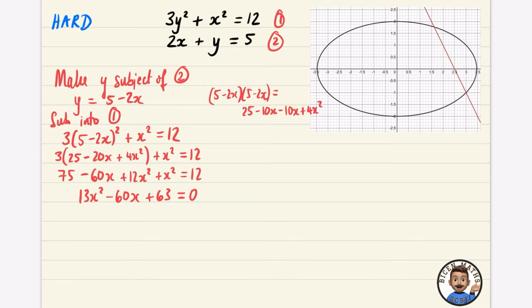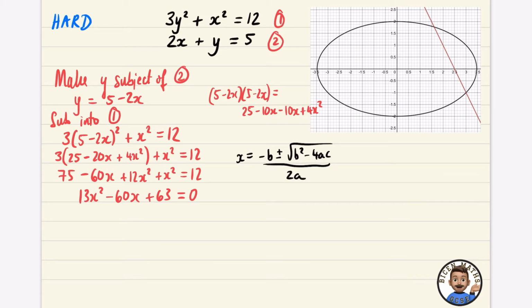Now we've got to this stage here, it's probably going to be one that we want to use the quadratic formula on for this, okay? So if you haven't learned the quadratic formula, I'm just going to jot it down here. So the x solution is going to be equal to minus b plus or minus the square root of b squared minus 4ac all over 2a.